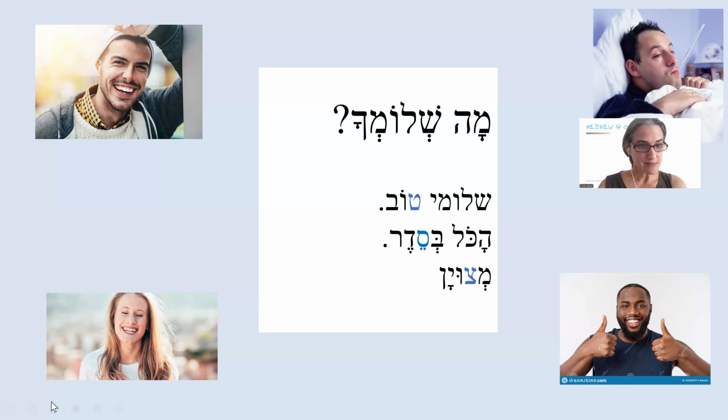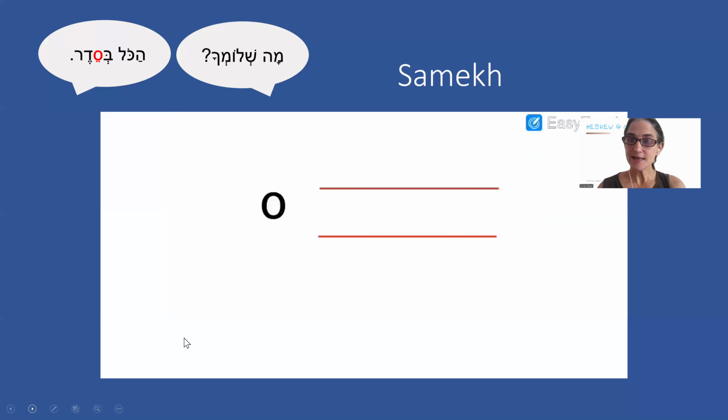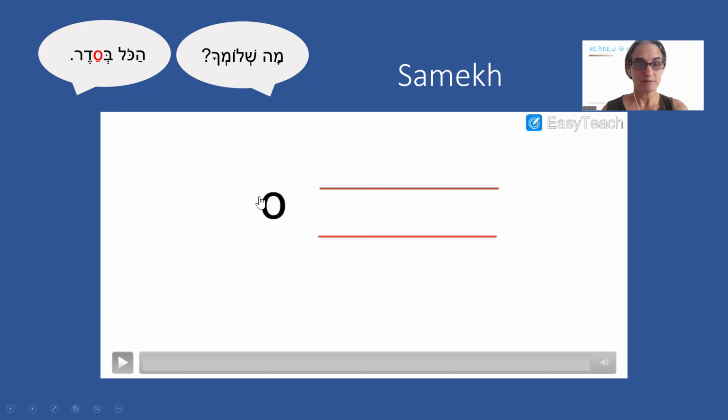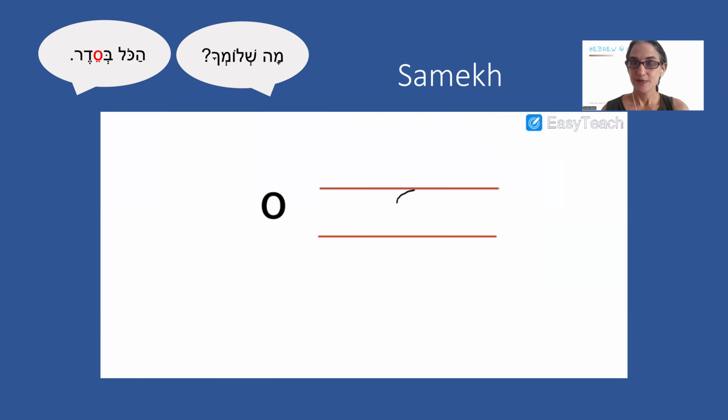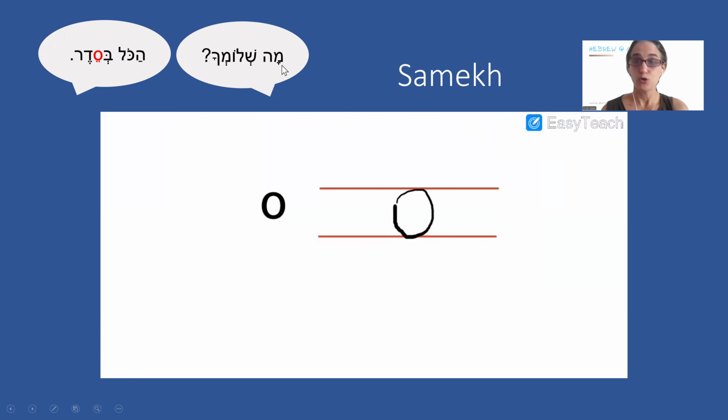So as always, we will look closely at each of the letters, and we have 3 of them, the samech, the tet, and the tzadik. Let's see. So starting with the samech, very easy, just a simple elliptic circle, similar to an O. Same in print and script, a circle. So this is very easy. Let's try to read together.